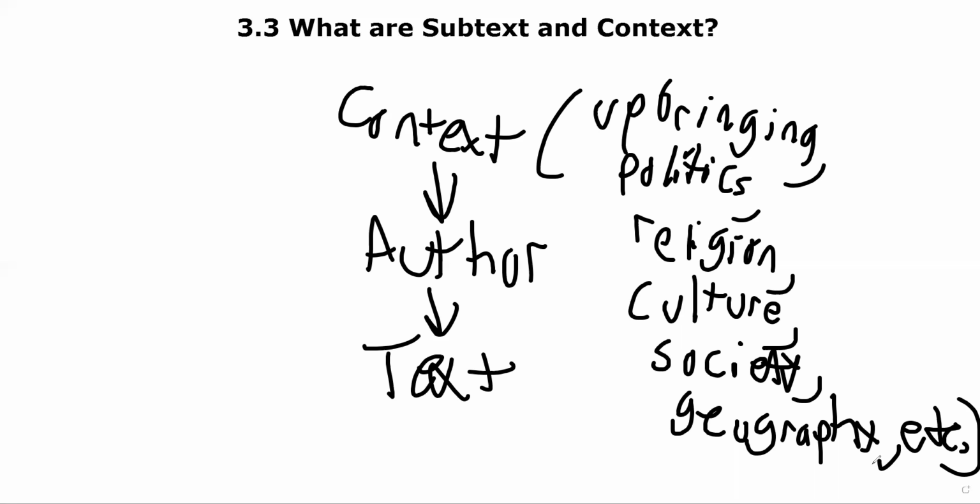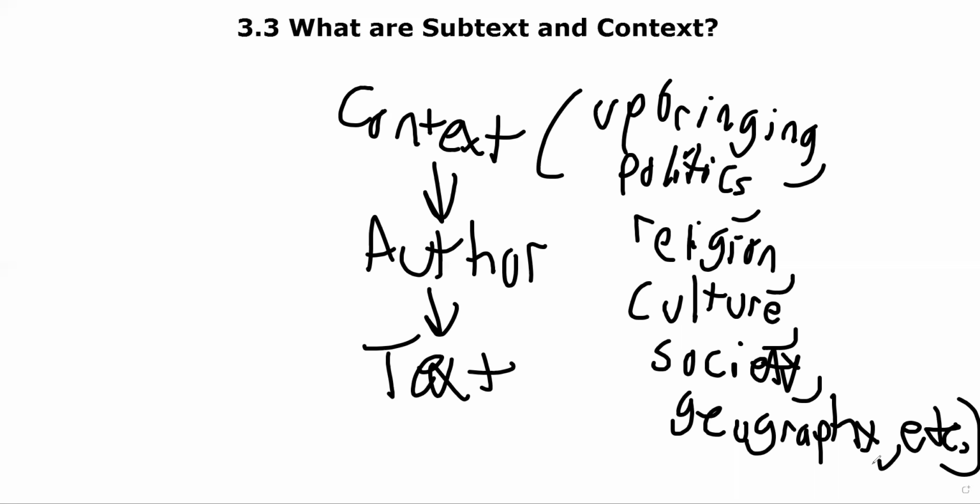Authors don't have to consider including or embedding certain themes in texts. It just happens naturally, right? The author produces the text, and the text, just by nature of being a product of the author, carries with it a lot of that context that informed the author's life.